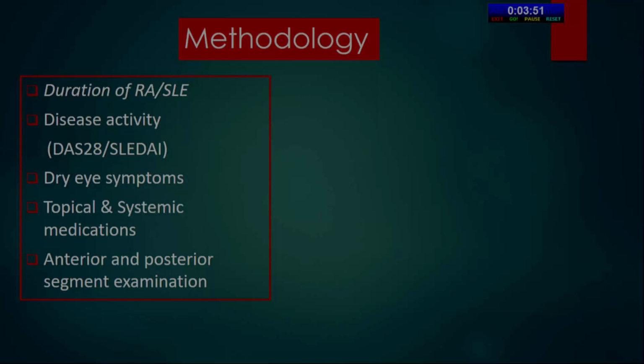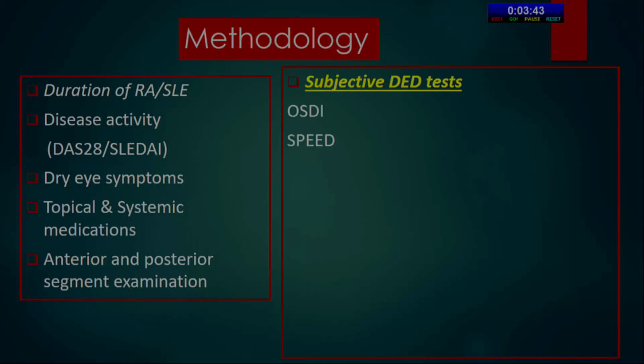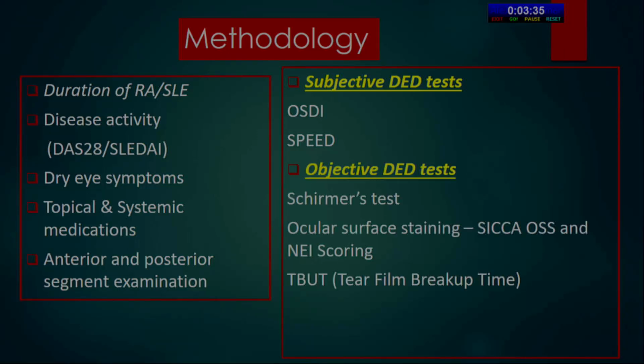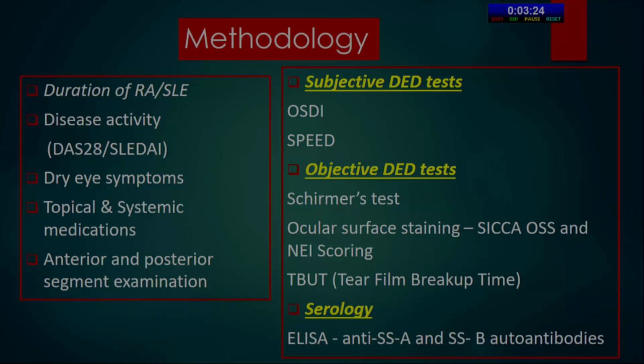Methodology was, we noted the duration of the disease, and disease activity was calculated based on the DAS28 or SLEDAI index. Dry eye symptoms were noted, and the patients were subjected to two structured questionnaires, the OSDI questionnaire and the SPEED questionnaire. Topical and systemic medications were noted, anterior and posterior segment examination was done, and the patient was subjected to Schirmer's test, ocular surface staining done with two scoring systems, SICCA OSS scoring and National Eye Institute scoring, and tear film breakup time was noted. Serology was done to look for anti-SSA SSB autoantibodies.